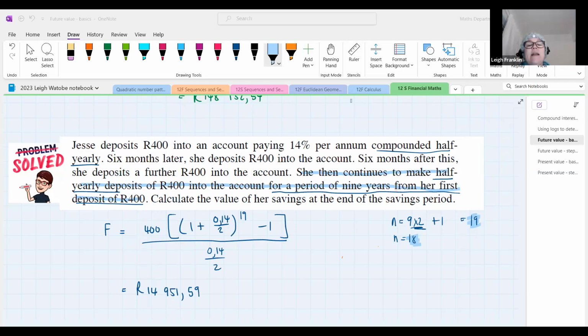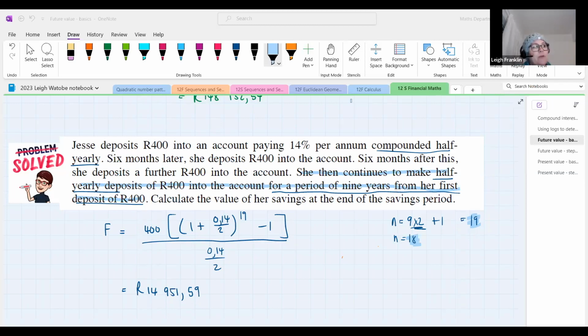The bit that I've highlighted in blue says she then continues to make half-yearly deposits of 400 Rand into the account for a period of 9 years from her first deposit of 400 Rand. So those words, from her first deposit of 400 Rand, imply that she made a deposit in the very beginning. So in other words, in the first year, she made 3 payments and not 2.